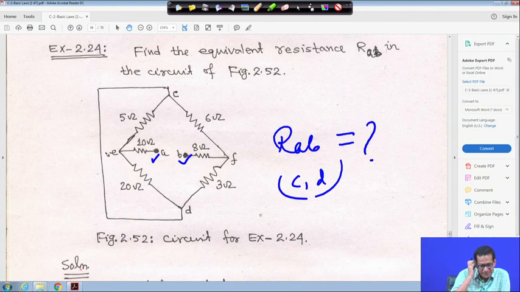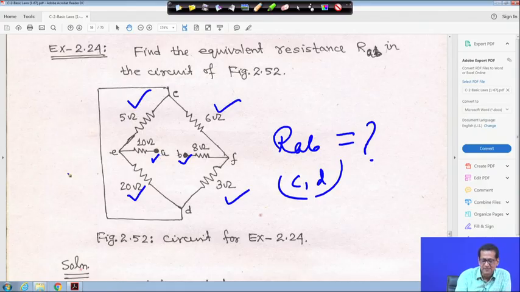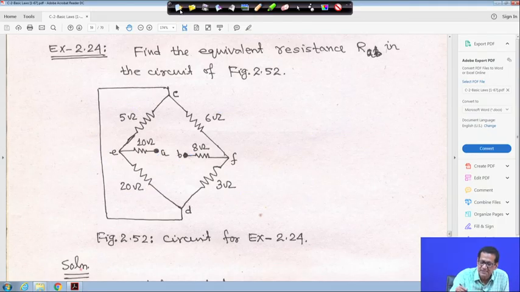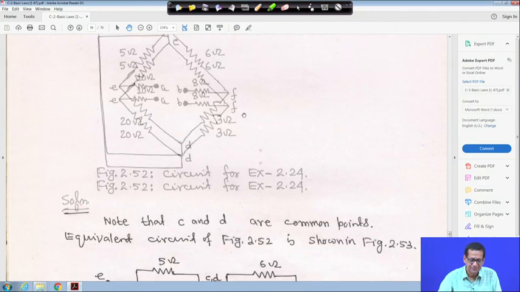If C and D are a common point, then in the circuit I will show you, the 5 ohm and 20 ohm will be in parallel. Similarly, 6 ohm and 3 ohm are also in parallel, and A to E will be taken out with 10 ohm, and B to F is 8 ohm. So, if we draw the equivalent circuit of this one, first let me clean it, right. Then it will be something like this.